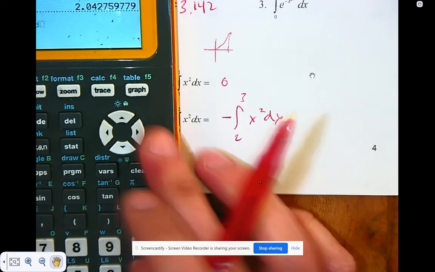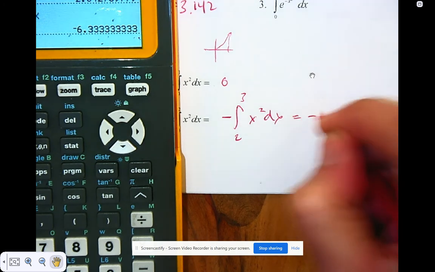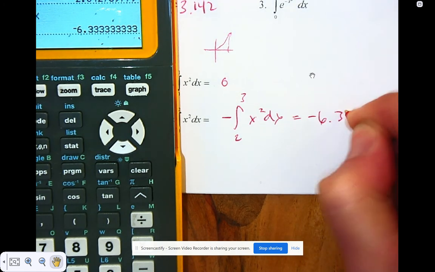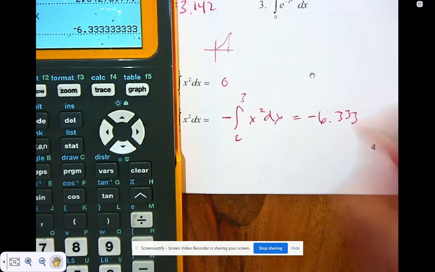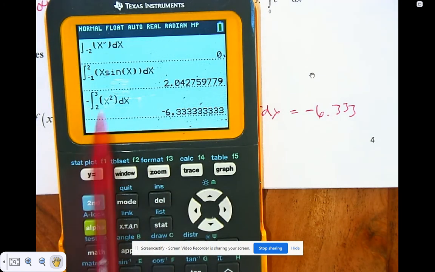All right, so then if you do negative, not minus, Math 9, from 2 to 3 of the function x squared with respect to x, boom, answer negative 6.3, not 3 repeating, right? Go to 3 decimals, truncate or round, type in your negative sign, your integral, and you're off to the races.